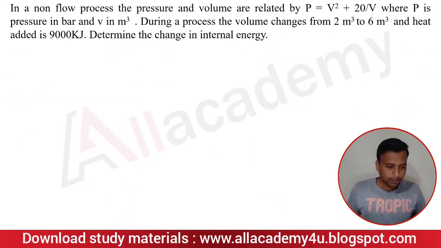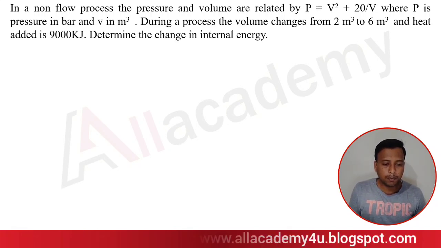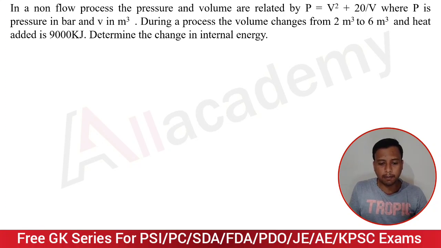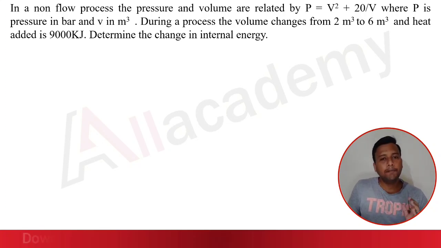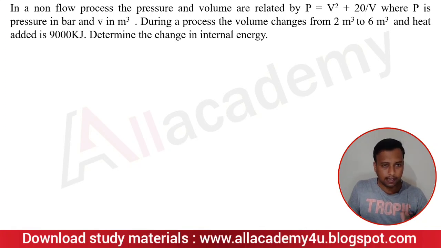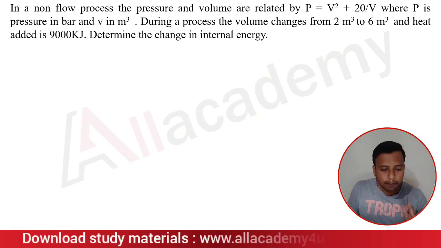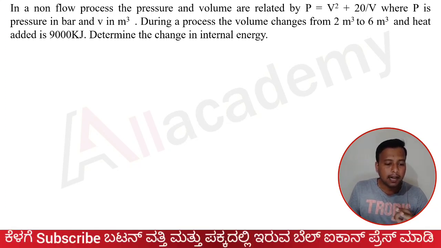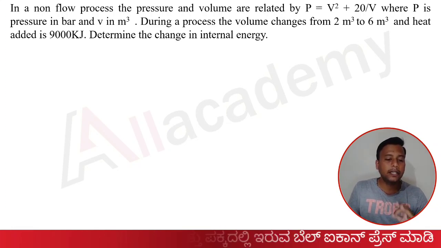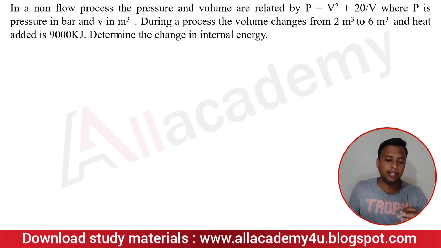The next problem statement is: in a non-flow process, the pressure and the volume are related by P equals V square plus 20 by V, where P is the pressure in bars and V is the volume in meter cube. During the process, the volume changes from 2 meter cube to 6 meter cube, and the heat added is 9000 kilojoules. Determine the change in internal energy.